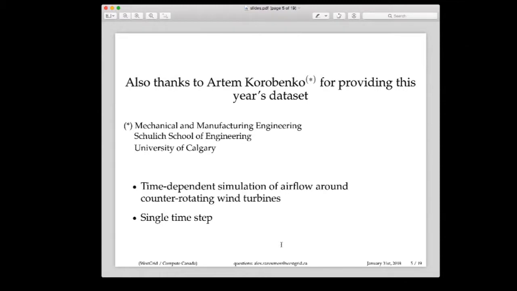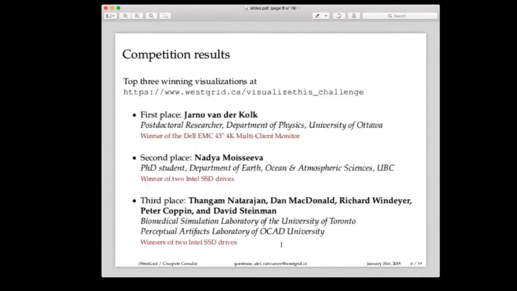The competition results were announced in mid-December, and it took us some time to go through all submissions. The first place was won by Jano van der Kalk from the University of Ottawa, a postdoctoral researcher. The second place went to Nadia Moiseva, a grad student from UBC. And the third place went to Thangam Natarajan and Dan McDonald and the rest of the team, a joint team from the University of Toronto and Acadia University.